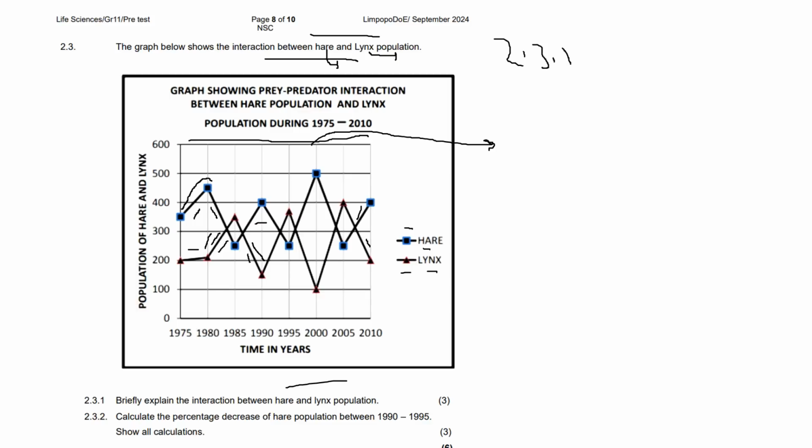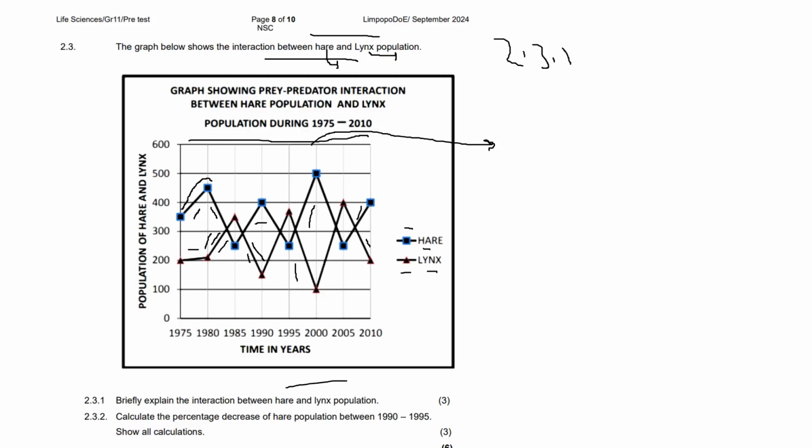The more the hare population increases, the more the lynx will also increase, because they'll have food to eat. But the more they start eating the hare, the more the lynx will start going down. So every time you see the lynx going down, it's because the hare has gone down. And the moment the lynx goes down, the hare will go up.